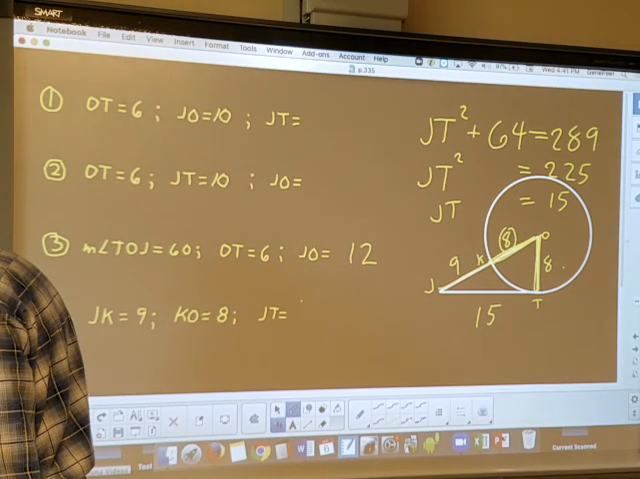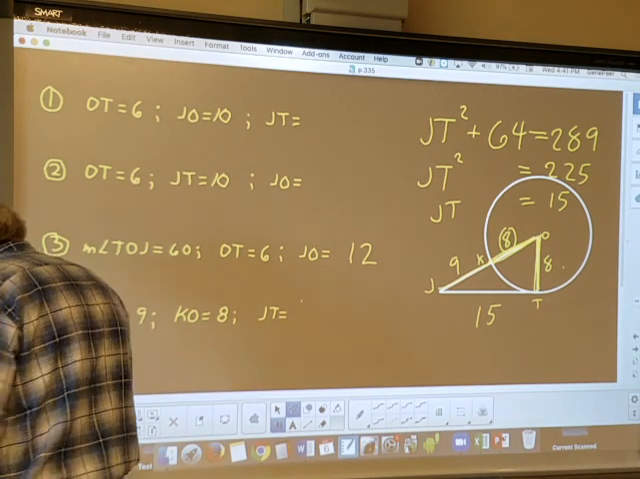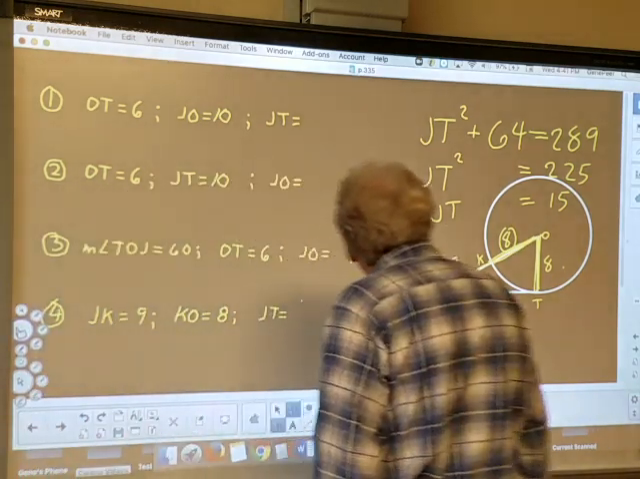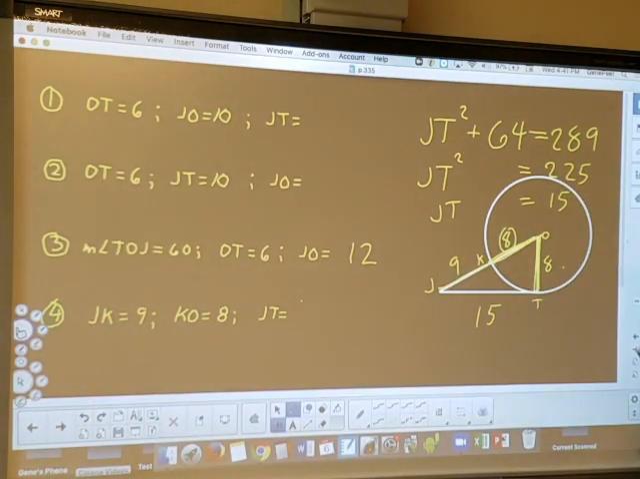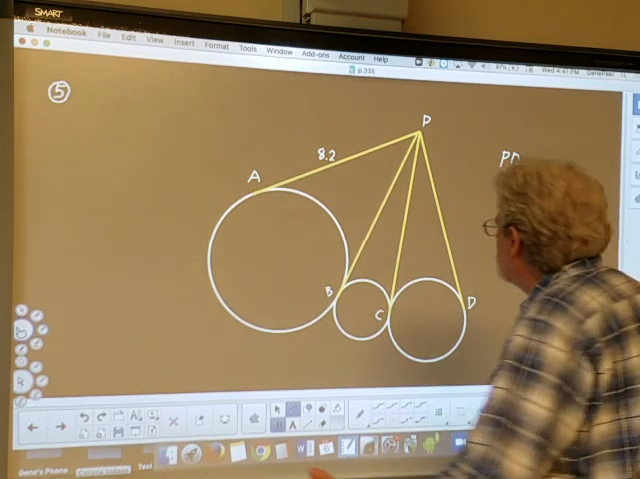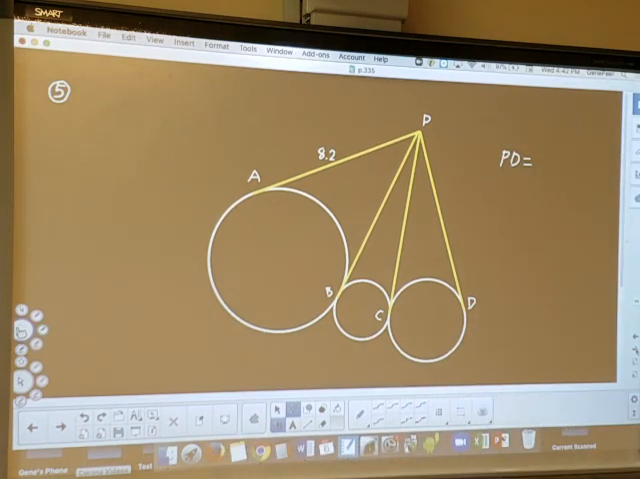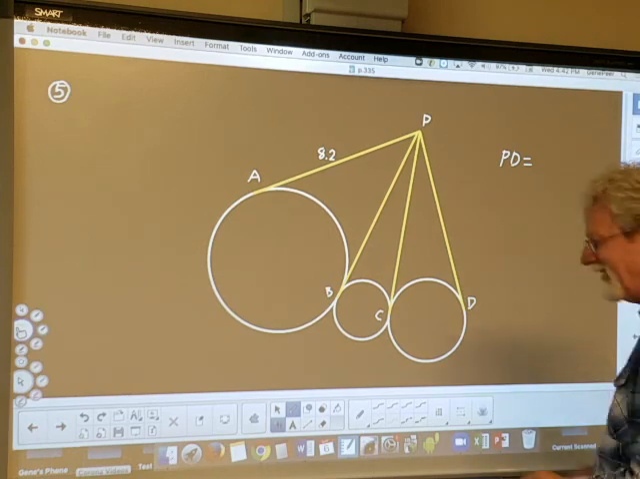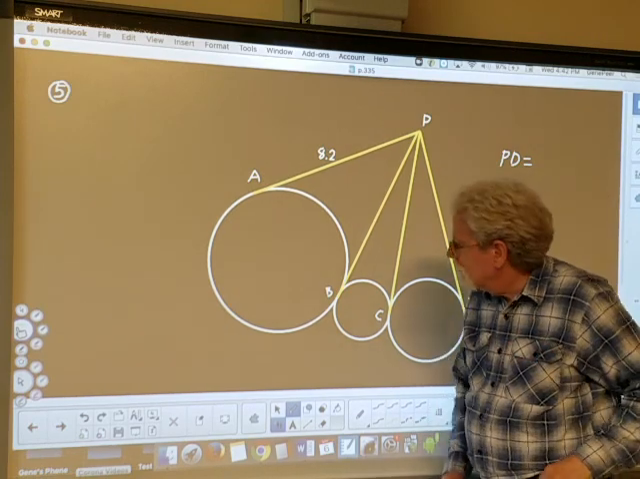Number 5 is a pretty cool little problem here. I consider number 5 to be somewhat of an optical illusion. Why do I call number 5 an optical illusion? Because we'll discover something about this that is hard to believe. If you step back and take a look at it, you say, no, no, but yes, yes.